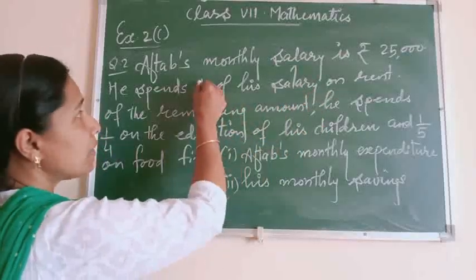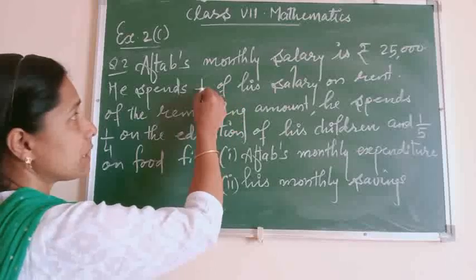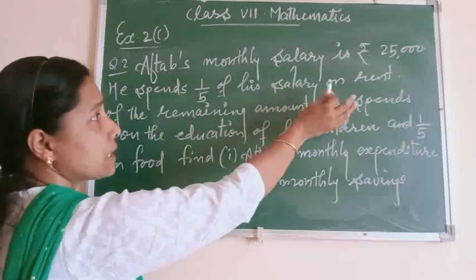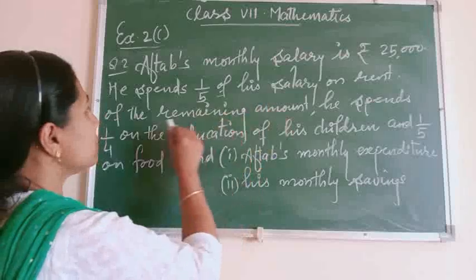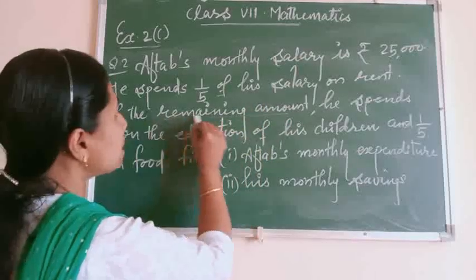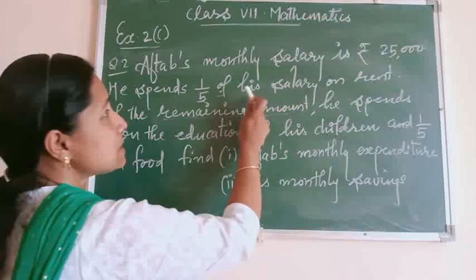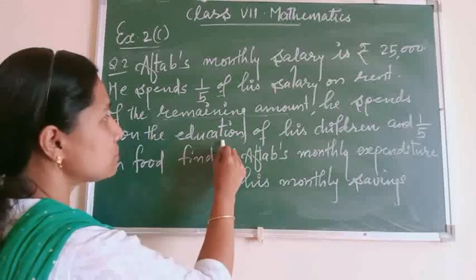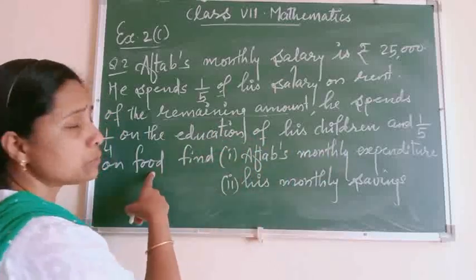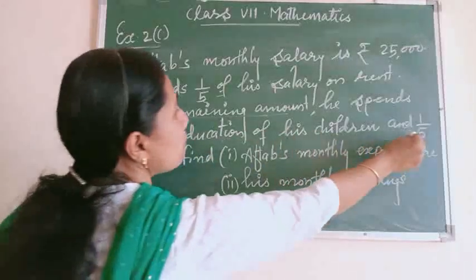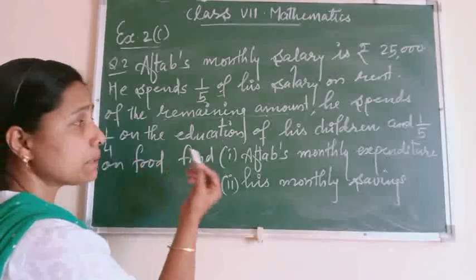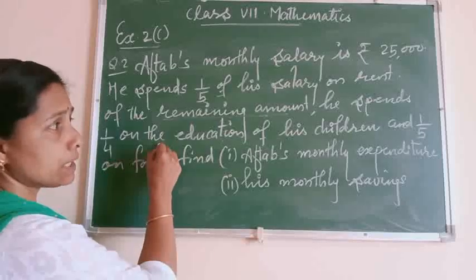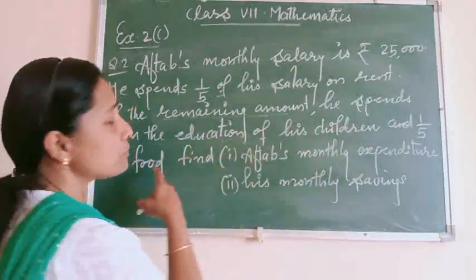First of all, we have to find how much money he spent for rent. That we will get like this: 1/5 of means multiplication, 1/5 multiplied by 25,000. After solving, you will get the money spent on rent. After getting that, we have to find the remaining amount. Remaining amount means 25,000 minus money spent on rent. After getting the remaining money, you have to find the money spent on education and also the money spent on food. Money spent on education means 1/4 of the remaining money, and money spent on food means 1/5 of the remaining money.